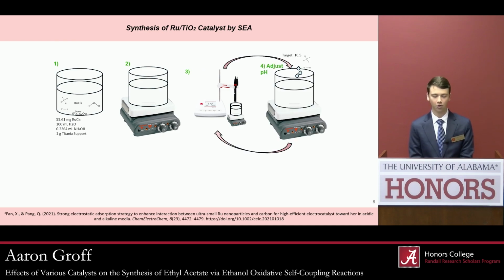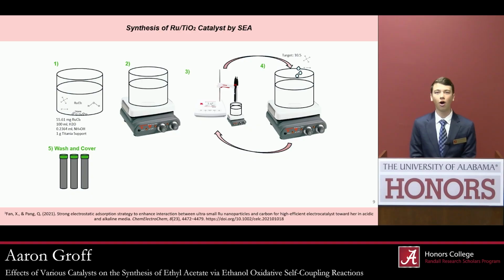After we do that, we're going to adjust the pH by adding ammonium hydroxide, which will increase the pH of the mixture because it is a basic substance. And we want to get it to 10.5 because that's going to maximize the adsorption of our ruthenium onto the titania, which is what we want.